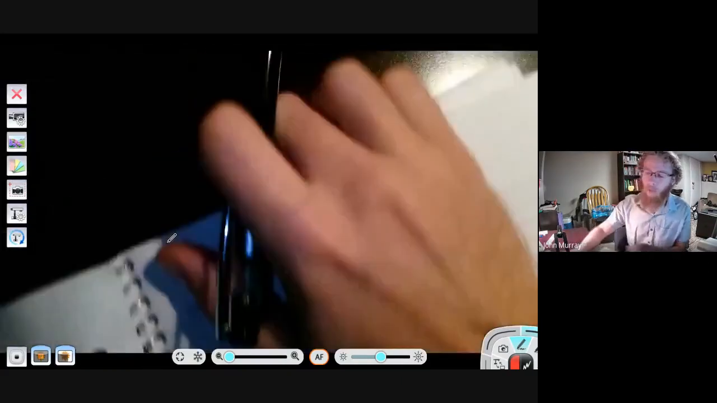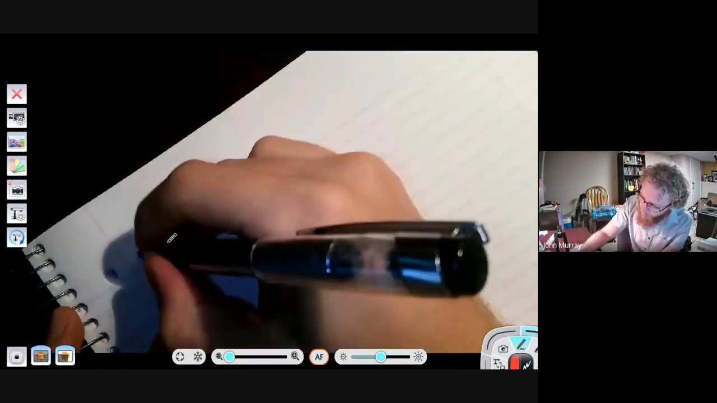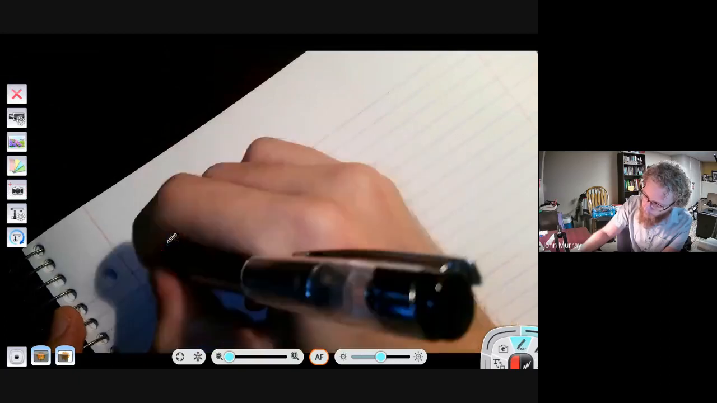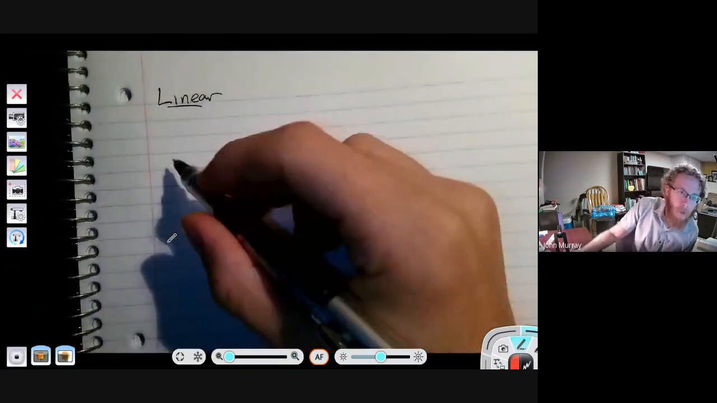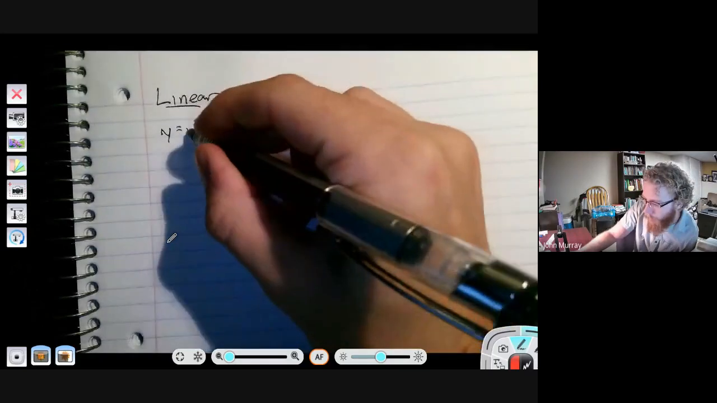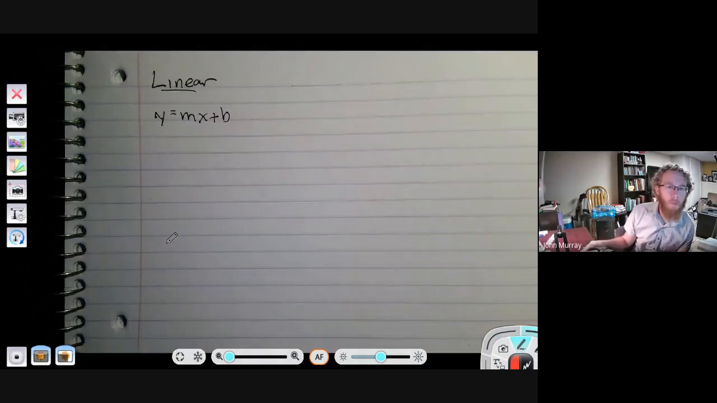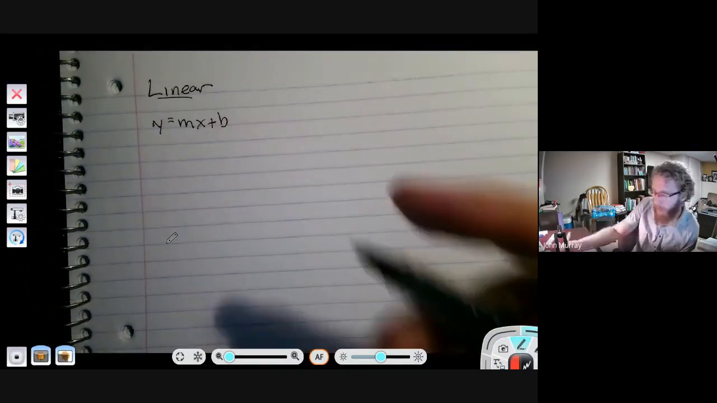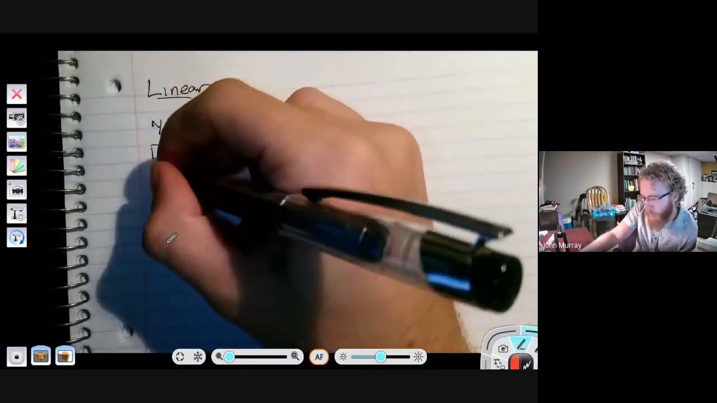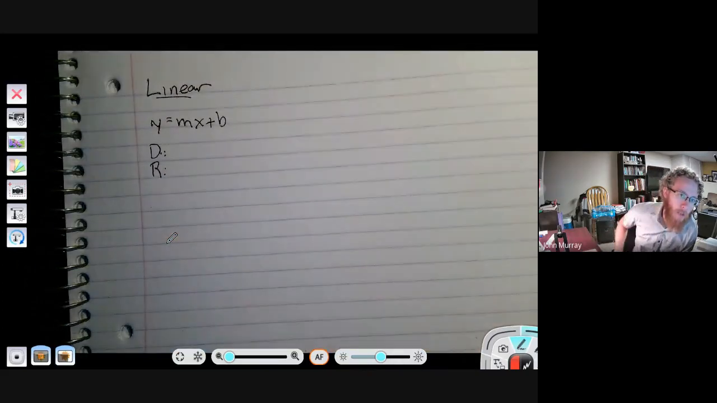So let's go through the types of different functions, okay, and we'll talk about their domain and range. All right, so first we have linear, right? We talked about this already, but let's just write it down. So we have, all right, y equals mx plus b. All right, so like we said, I'm going to use D and R, okay? D is domain, R is range.